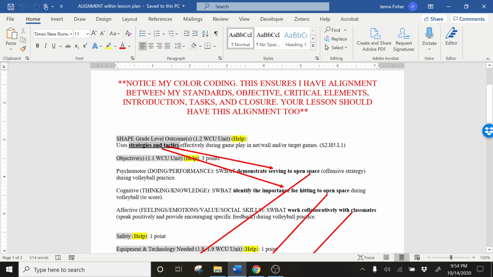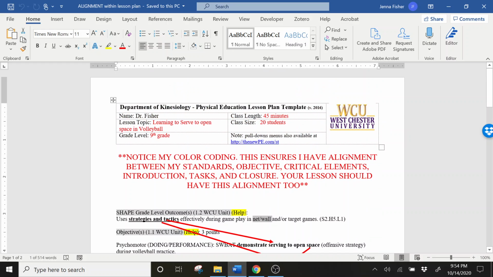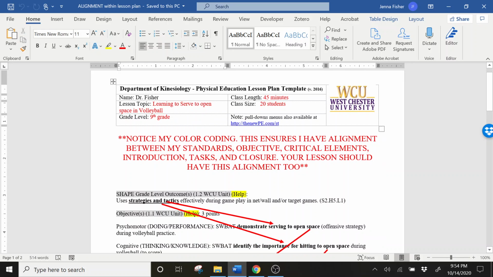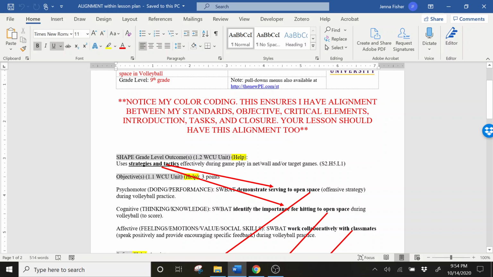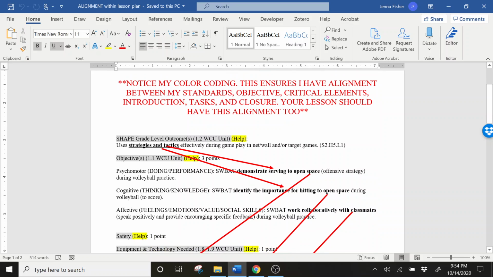So notice we're using strategies and tactics. We're likely playing some type of a game. And I noticed that it says net/wall games, which is congruent with our sport here, that we're teaching volleyball. Okay, so this was identified for you already. But notice that the major content of this objective is strategies and tactics. So if that's the case, then that means that you're teaching strategies and tactics during your lesson.